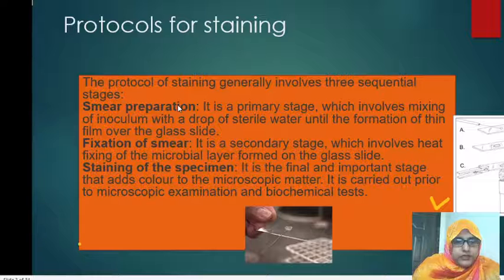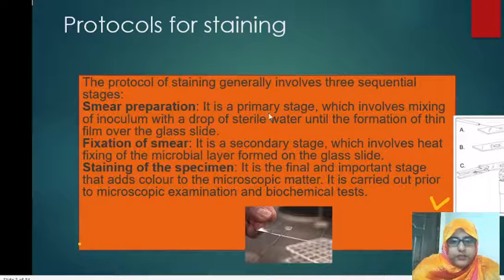The first part is the preparation of smear. The other is the fixation of smear. We prepare a smear, then we fix it, then stain the specimen. This smear is then stained. Now what does a smear contain?